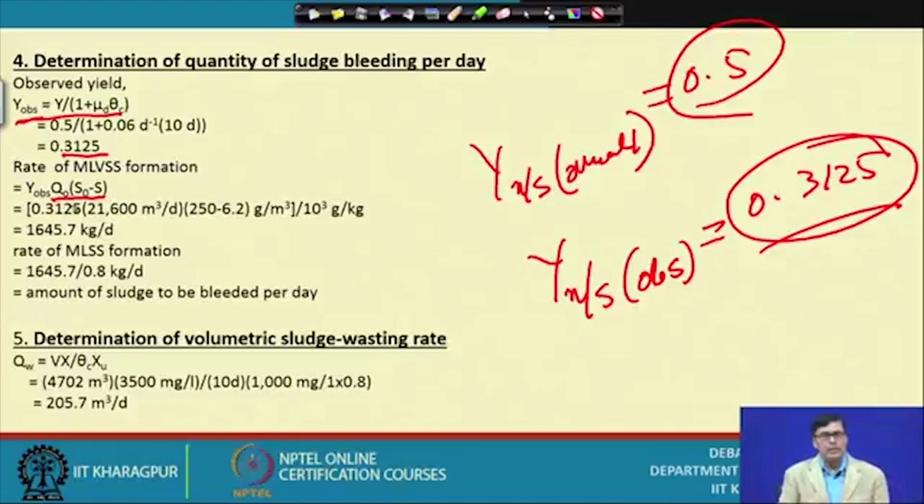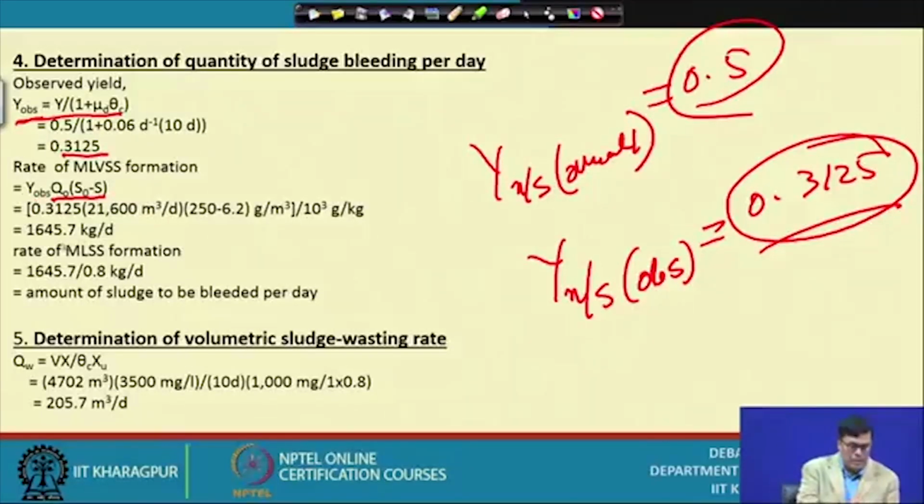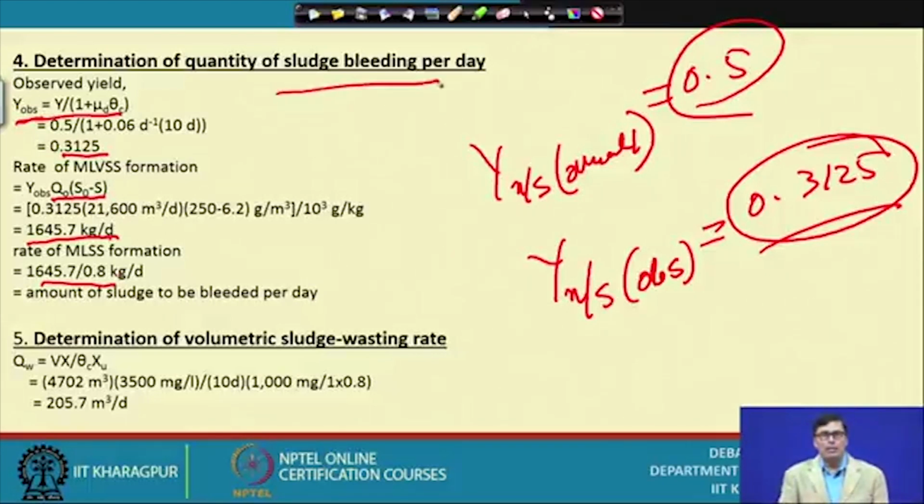This parameter, Q0 into S0 minus S, indicates how much BOD is removed. If you multiply it by this factor, Y observed, we easily get how much cell mass is produced. Once we know how much cell mass is produced, this is the volatile suspended solids. Now, if you divide by 0.8, we get the mixed liquor suspended solids, that is the sludge. So, this is how we calculate how much sludge is produced per day.